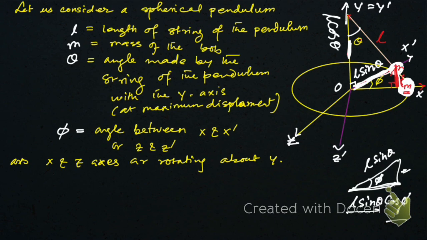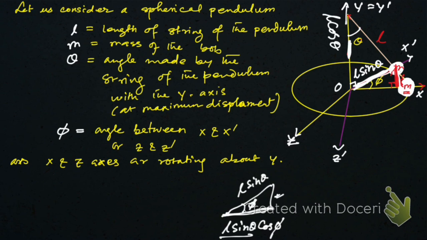So let me write this one here. And this side will be L sin theta sin phi, right? As this length is L sin theta, this is L sin theta sin phi, and this one will be L sin theta cos phi. So hope you have understood this. Now let me go to the next slide.